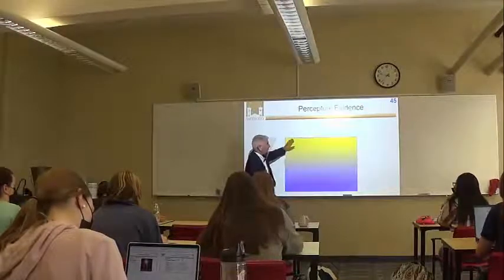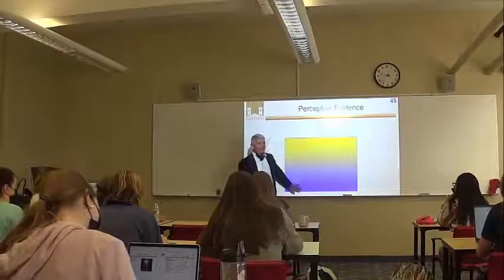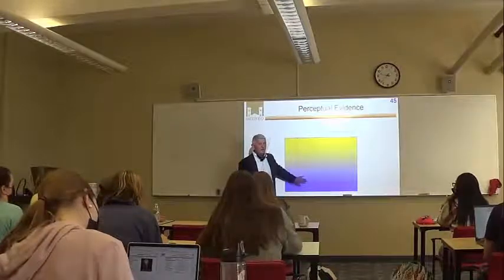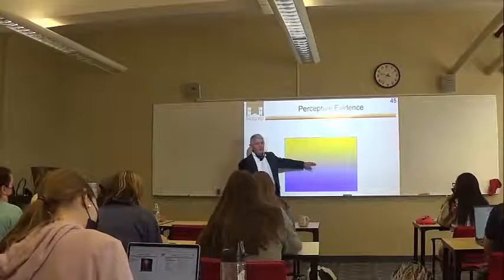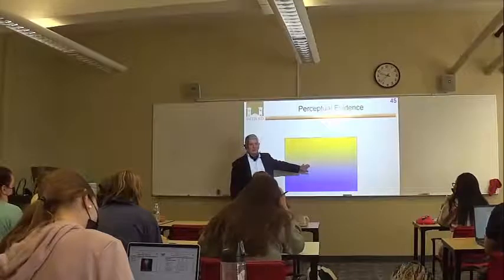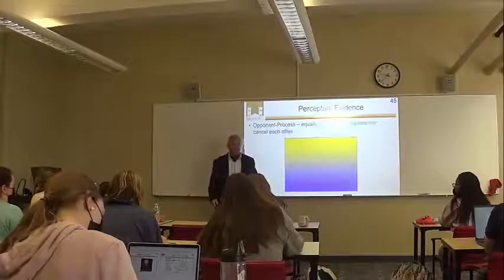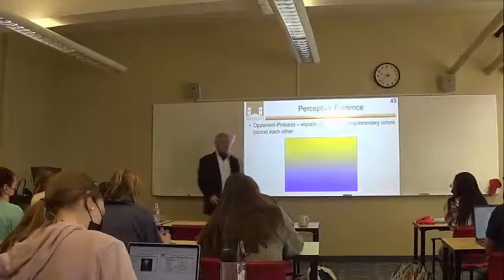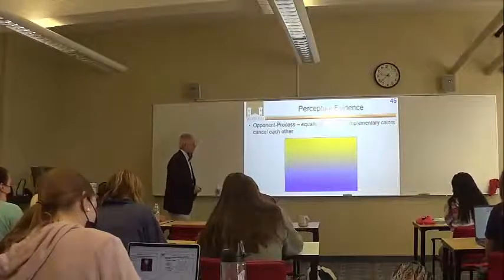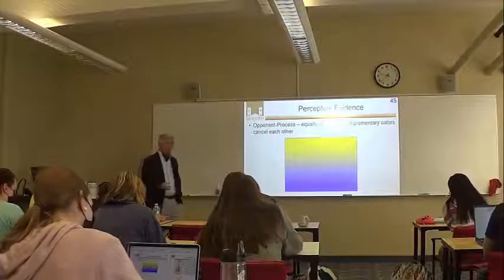So if I take a square and I say be yellow at the top and be blue at the middle and mix it in between, what happens when we get to the middle where it's equal amounts? It becomes grayish or white, right? We lose, they cancel each other out, right? Cancel each other out. And so it's one of the ways we know about opponent process.